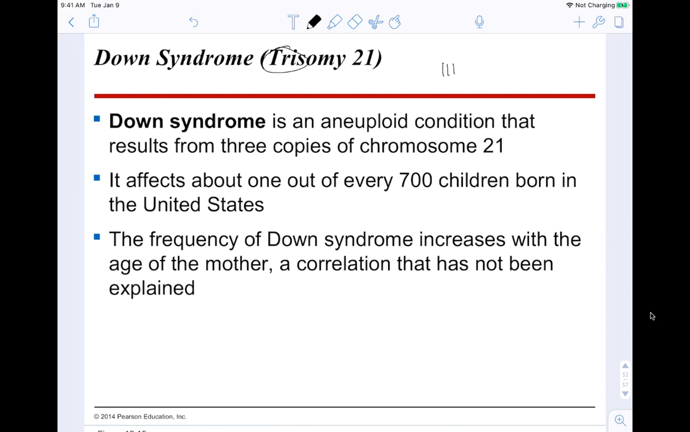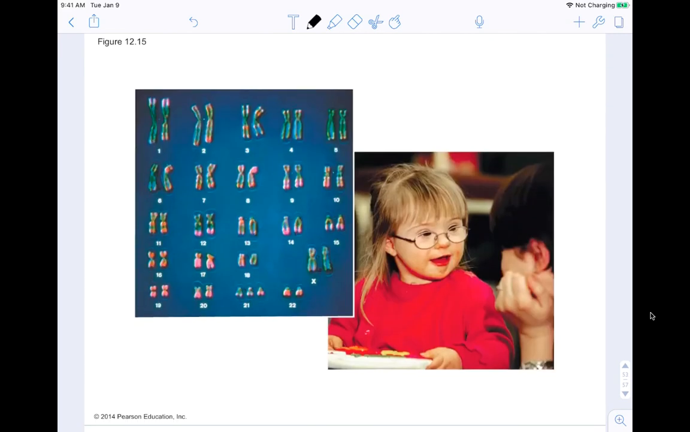That's thought to maybe be a link, but not been proven yet. So here's an example of a trisomy 21, where this is a karyotype that you're looking at. This 21st position has 3 chromosomes there where it should only have 2.